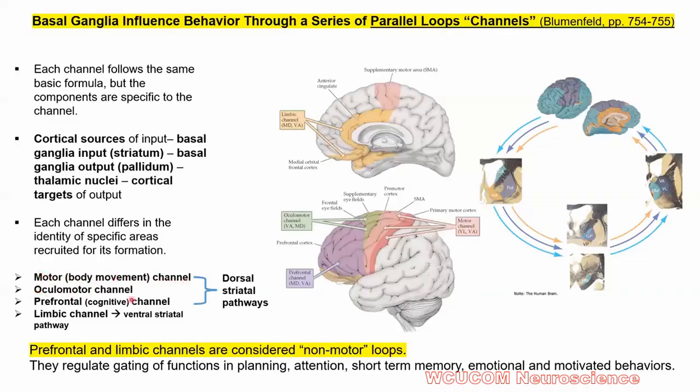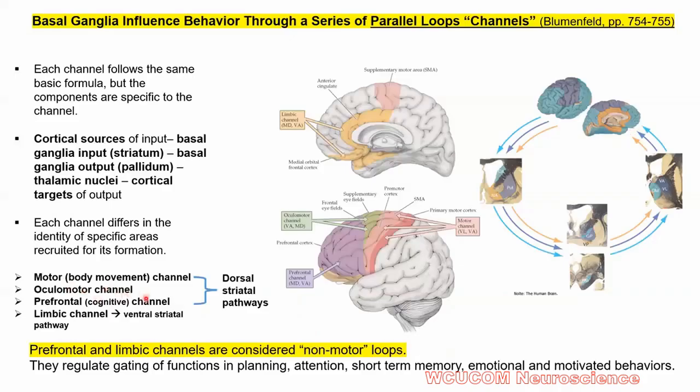I also mentioned the oculomotor channel, if you recall. Of course, that's originating from this area of the cortex. The oculomotor channel will go to caudate for the most part, and then to the substantia nigra pars reticulata, and then to thalamus, and back to cortex, and some of it will go through superior colliculus, as I mentioned. That is the oculomotor channel.